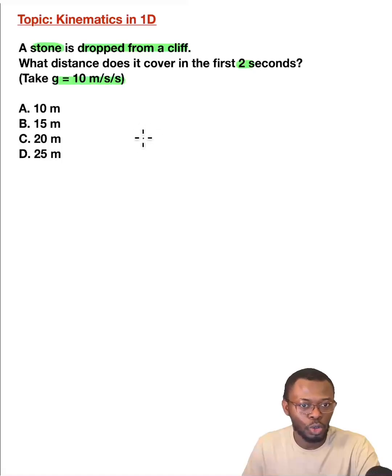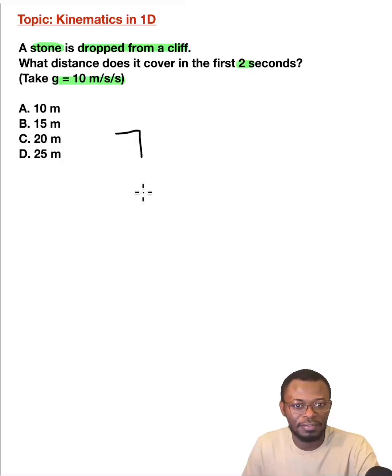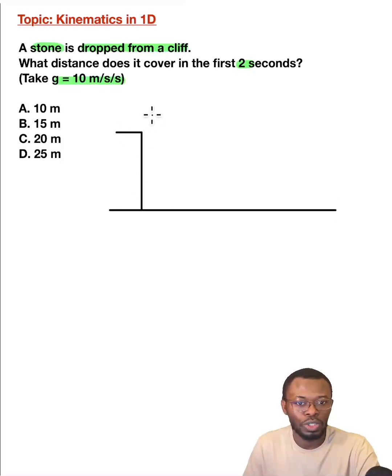It says a stone is dropped from a cliff. What distance does it cover in the first 2 seconds? If this is the cliff and this is the ground, and we drop a stone from rest, being dropped means that the initial speed is equal to 0.